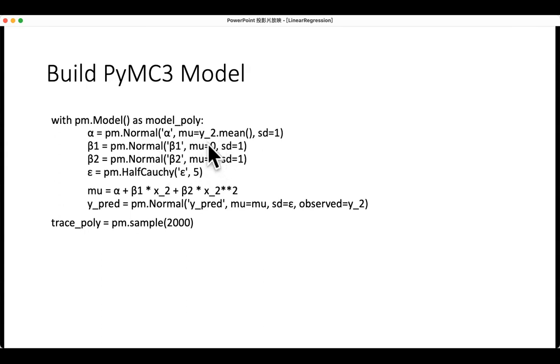So in that case, the mean of y should be considered as the alpha value. That's why you can see the alpha is normal at the mean of y2 with standard deviation 1. And then we use half Gaussian for epsilon. By the way, the half Gaussian is a distribution that, let me show you.